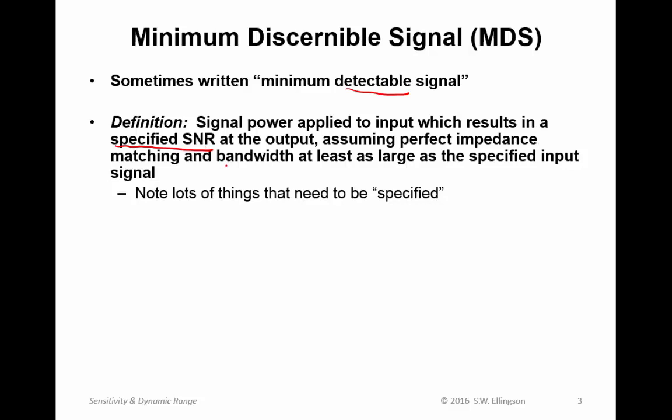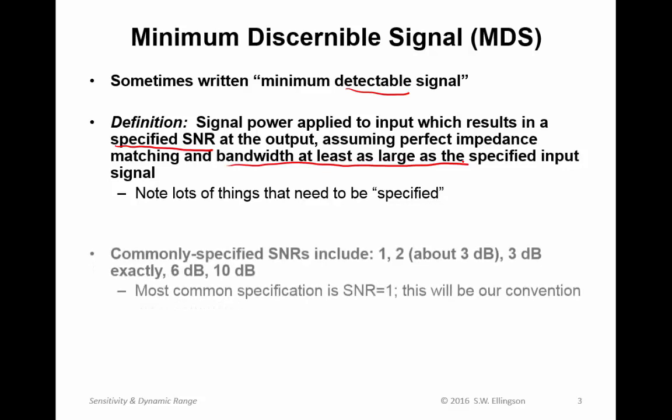Also, we're going to have to say what the bandwidth is, because it says here the bandwidth is at least as large as a specified input signal. That's so we get all of the input signal, but if the bandwidth is larger than that of the input signal, then we're dragging in additional noise, and that's going to change the detectability. So the SNR and the bandwidth have to be specified, or MDS really doesn't make sense as a specification.